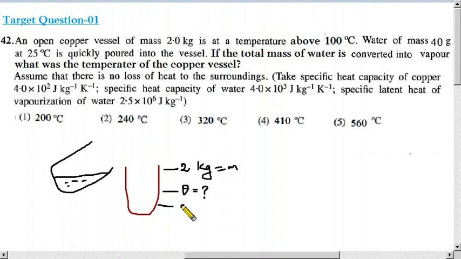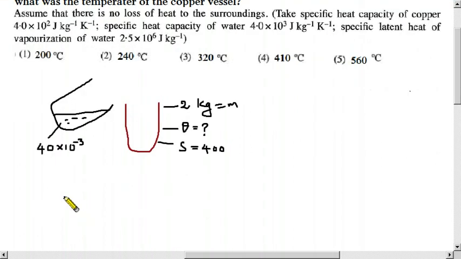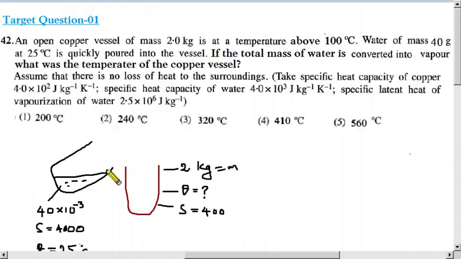So the specific heat is given as 400. The mass of this water is 40 gram, therefore 40 times 10 power minus 3. S is given as 4000 and theta is 25. So correct. Then we have to find out this theta.